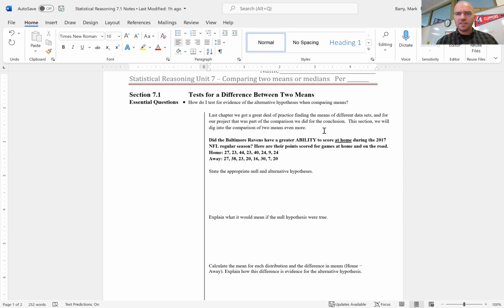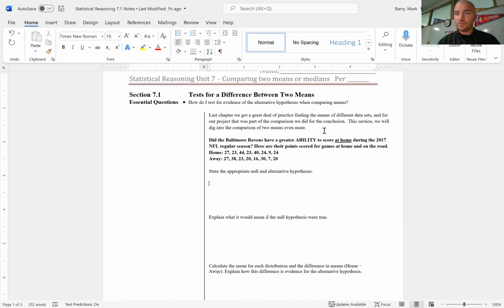So let's look at a data set here for our first example. So it says, did the Baltimore Ravens have a greater ability to score at home during the 2017 NFL regular season? Here are their points scored for games at home and on the road, okay? So you have them there. We could just find the means of each of these and compare them, which we actually are going to do, but we're going to get back into that whole null versus alternative hypothesis testing that we were doing last semester.